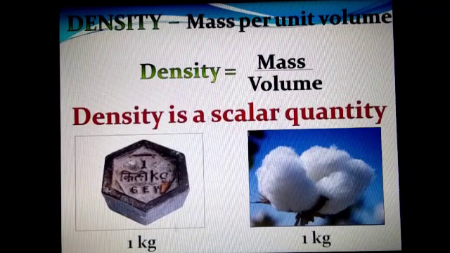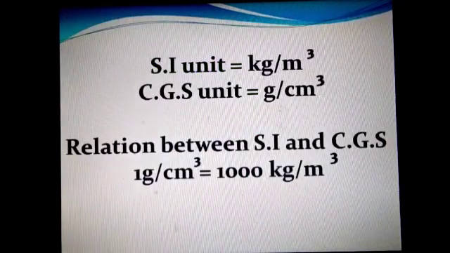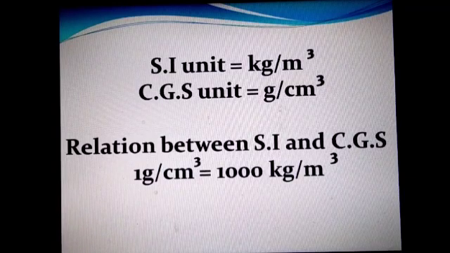So, mathematically, we can say that the density of a substance is equal to the mass of the substance divided by the volume of the substance. It is a scalar quantity and is represented by the letter rho or d. If the mass of a substance is m and its volume is v, its density is rho equals m by v. Now, the question appears, what is the SI unit of density?